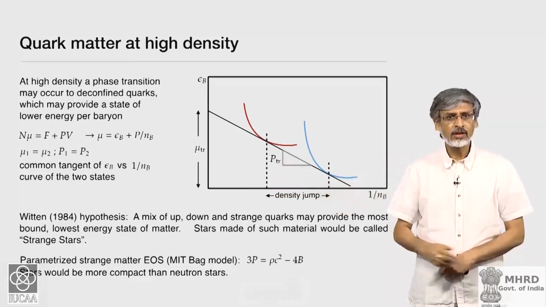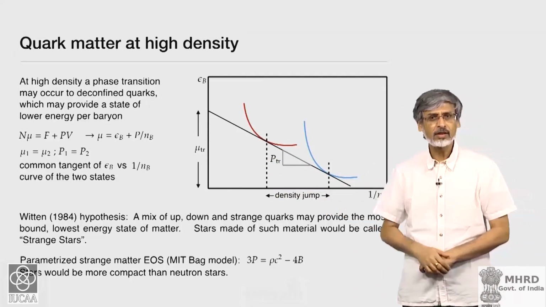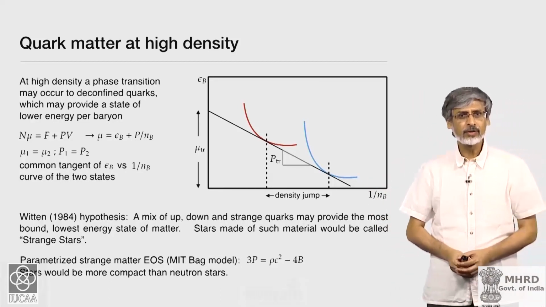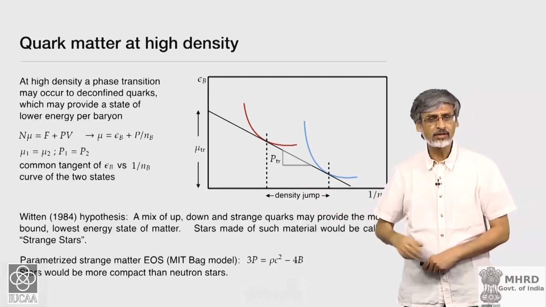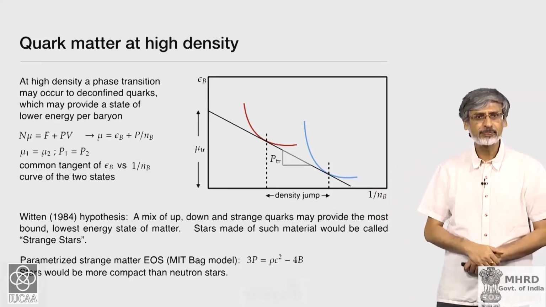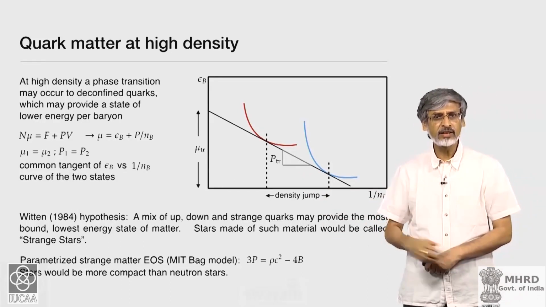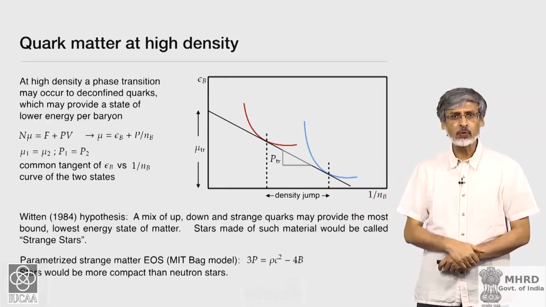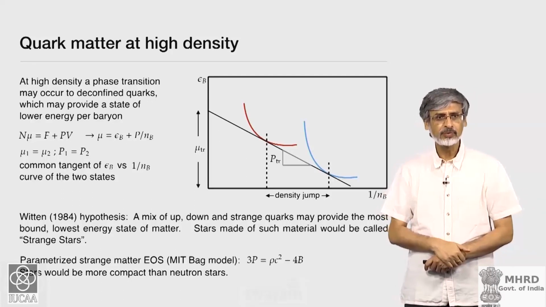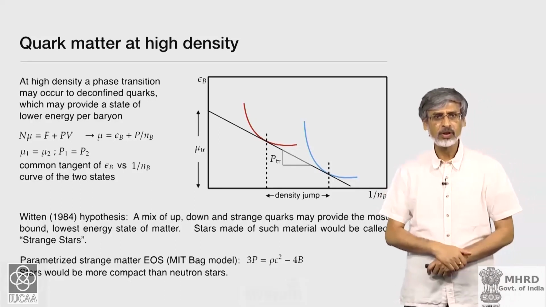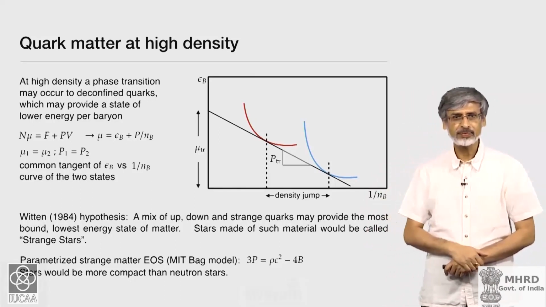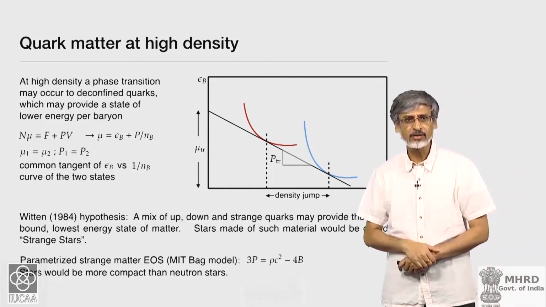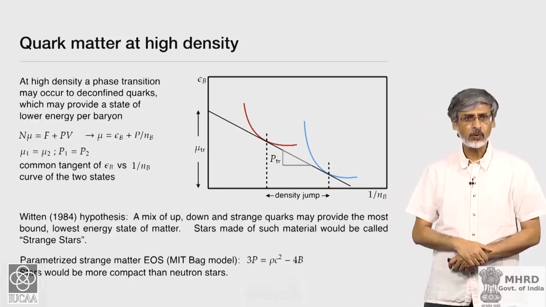So, this phase transition can occur deep in the interior of the star, where this condition becomes satisfied, and in the quark state, a mix of up, down and strange quarks may provide the most bound, lowest energy state of matter, and the stars made of such matter would be called strange stars or quark stars.